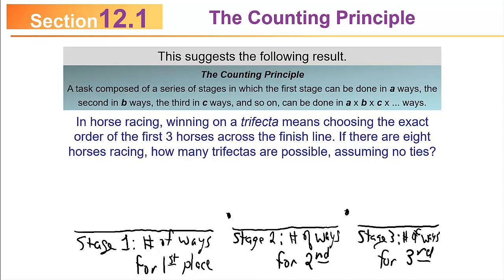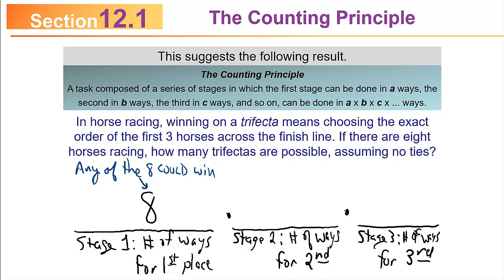And by the counting principle, you would multiply those 3 counts together to get the total number of ways you could get a trifecta. So looking at the first stage, how many ways can you get a horse finishing first place? Well, there are 8 horses, so any of the 8 could theoretically win.